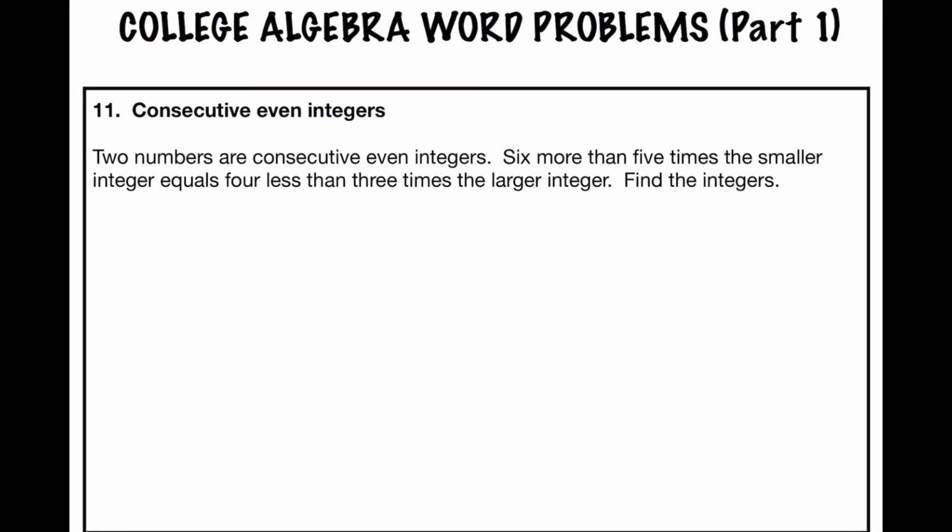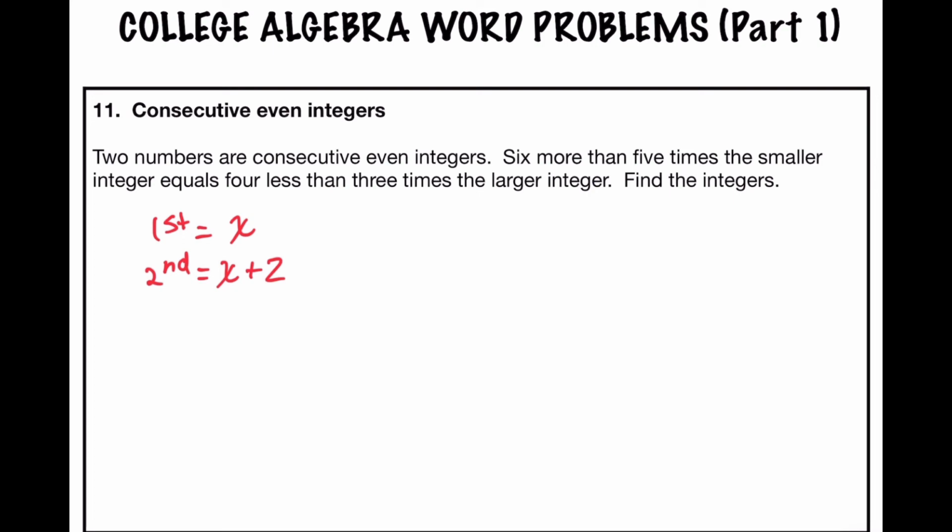Problem number 11 is consecutive even integers. It says two numbers are consecutive even integers. 6 more than 5 times the smaller integer equals 4 less than 3 times the larger integer. Find the integers. Well, all even numbers are 2 spaces apart on the number line. And so I have my two numbers that I'm going to need to define variables for. The first number, or first integer, is going to be x, just like we did in the last few problems. The second number, this time since they're even integers and they're all 2 spaces apart, will be x plus 2. And now I have to write the equation.